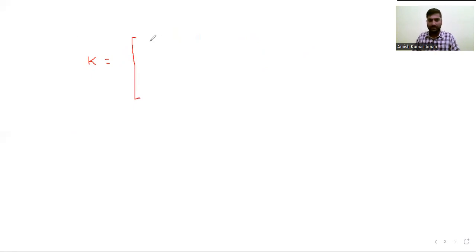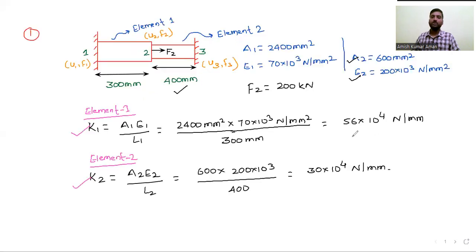If you look at the previous lecture, we derived that the K matrix will be equal to: K1, minus K1, 0; then minus K1, K1 plus K2, minus K2; then 0, minus K2, and K2. This is your global stiffness matrix. So what we need to do now is only put in these values of K1 and K2. That's it. We are going to get the global stiffness matrix.